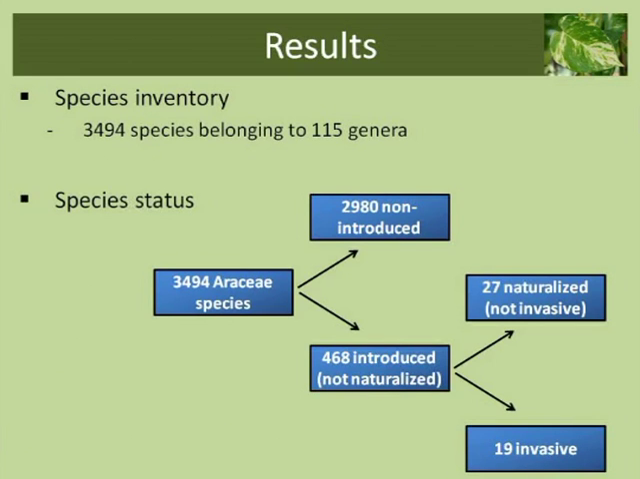Coming to the results, my final list included 3,494 species belonging to 115 genera. This includes 468 introduced but not yet naturalized species, of which 27 species are naturalized but not yet invasive, and 19 species are considered invasive.